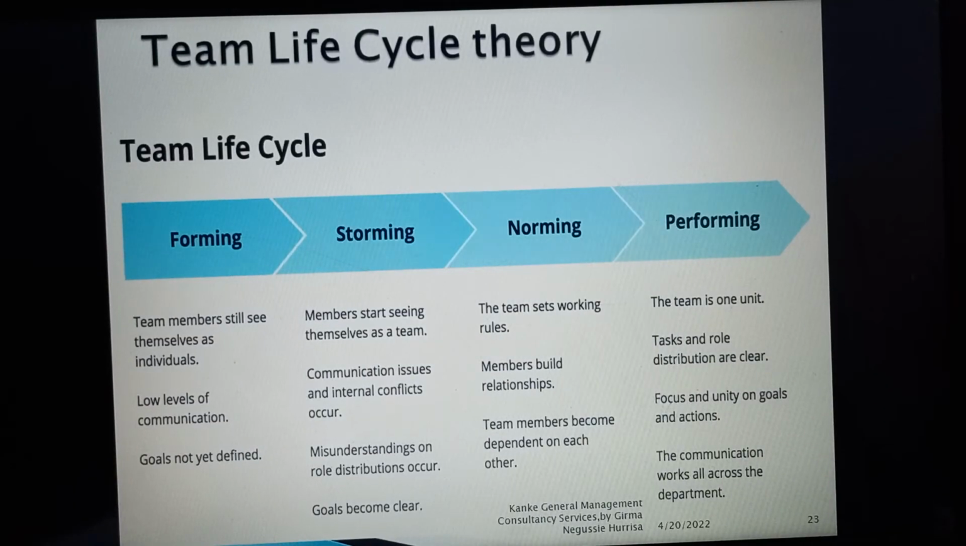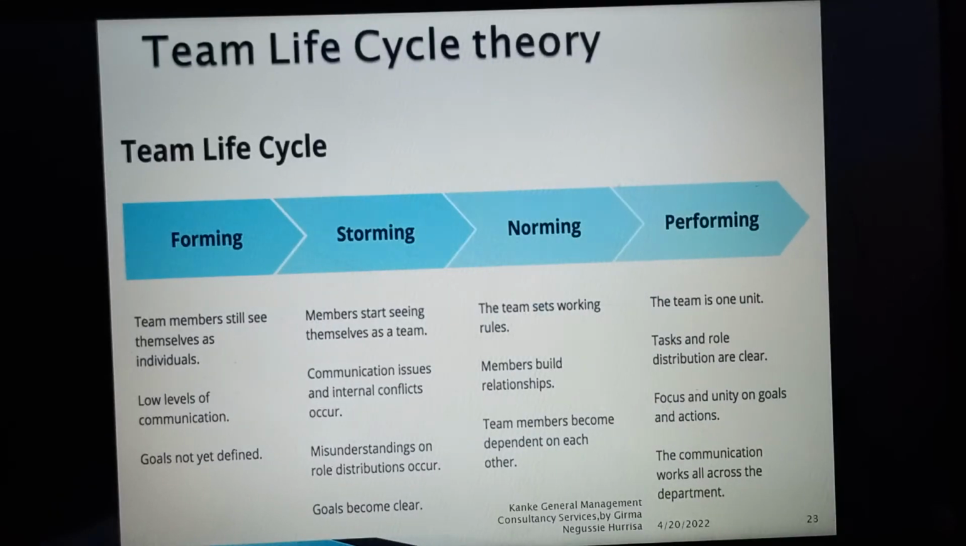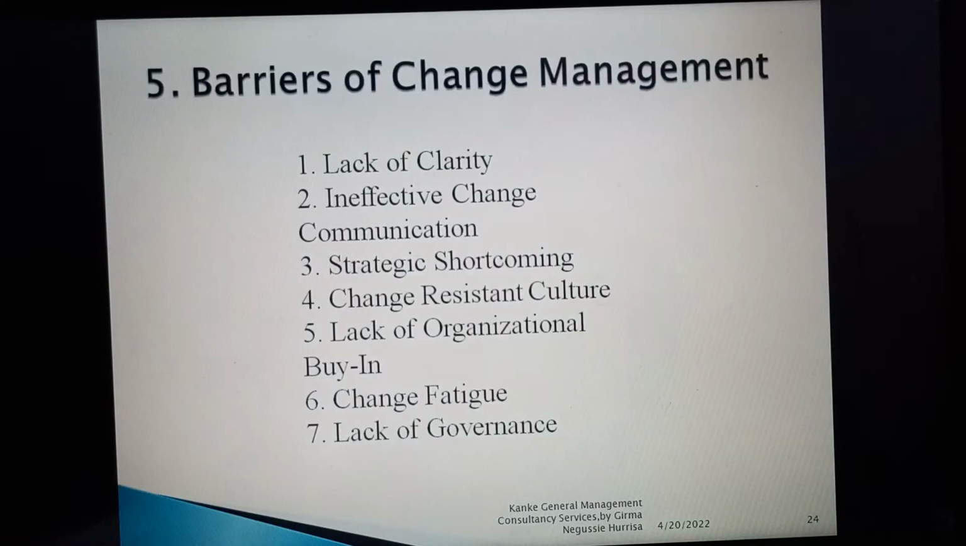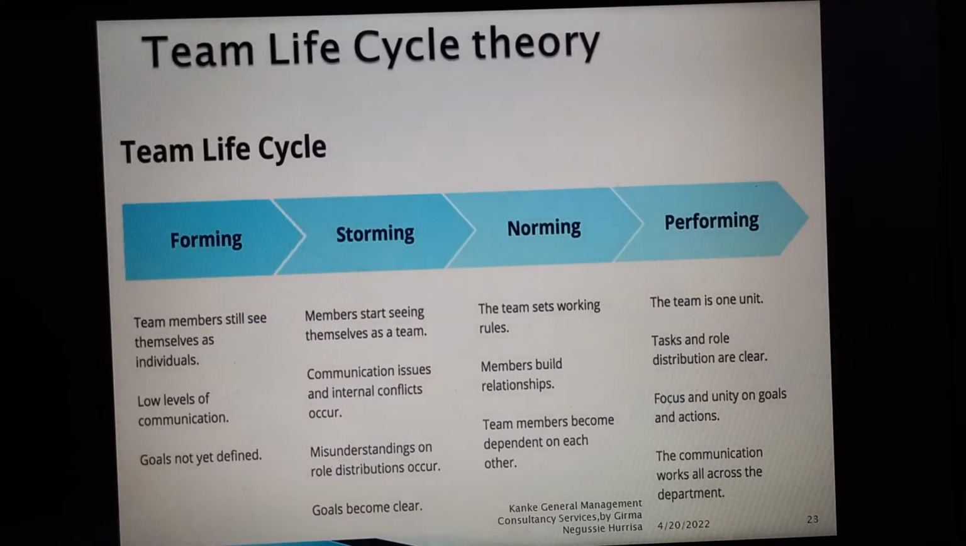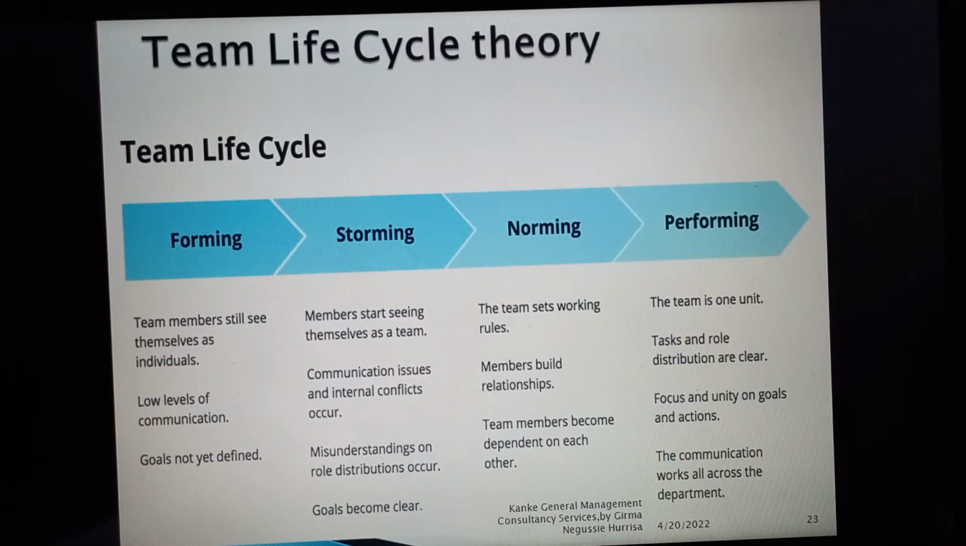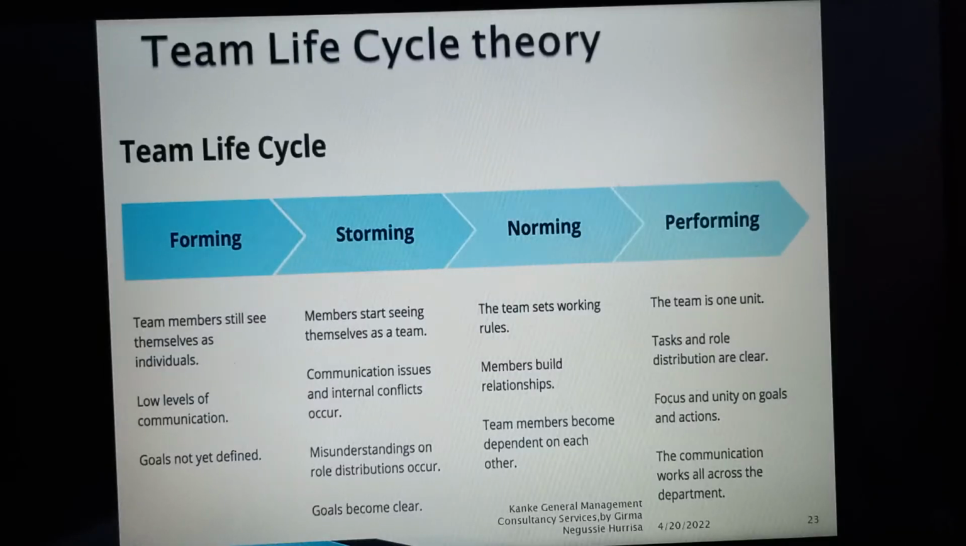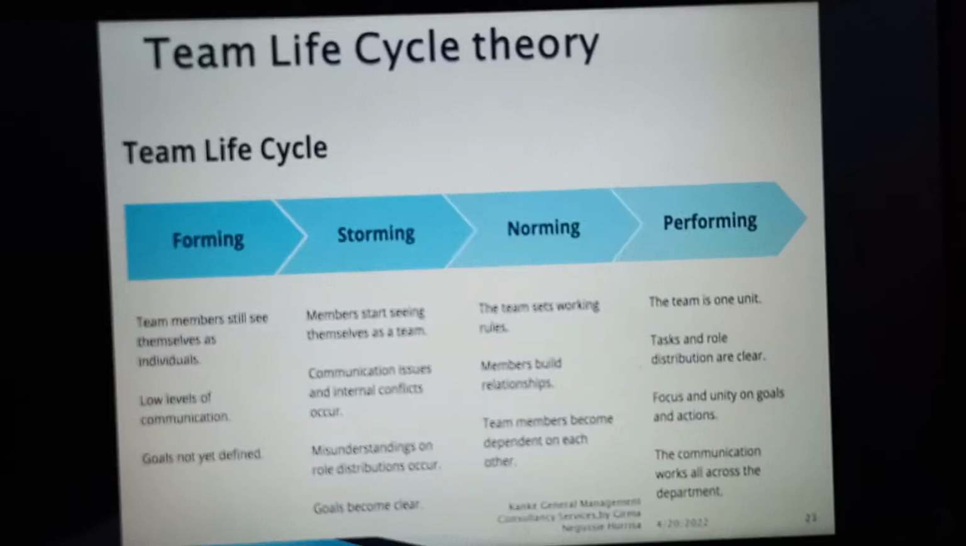In the second stage, storming, members start seeing themselves as a team. Communication is there between the members. Internal conflicts of ideas, idea friction, and misunderstandings on role distribution occur between them. Finally, at the storming stage, they identify their common goal. In the third stage, norming, they set rules and regulations towards their vision achievement, towards their destination.